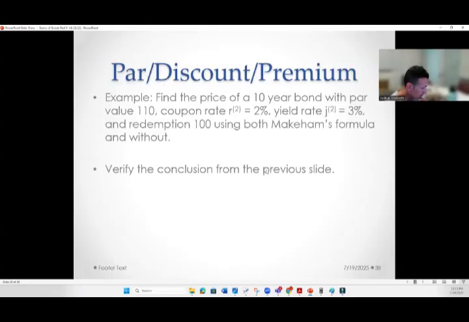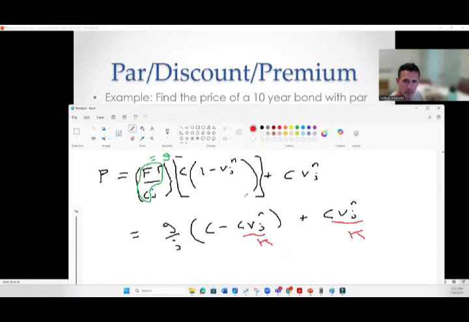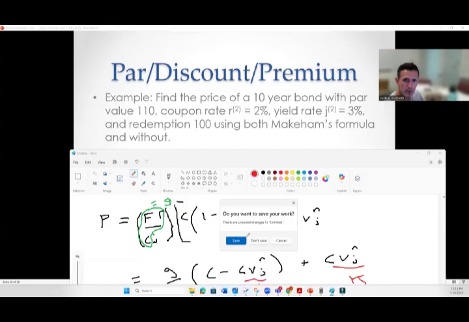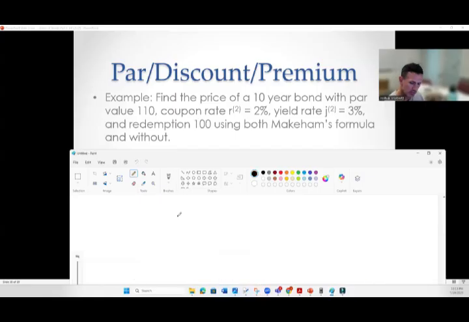Okay, so let us do that. All right, so I guess let's do Makeham's formula first. I don't know if this is any easier, but again, if you want to use it, use it.